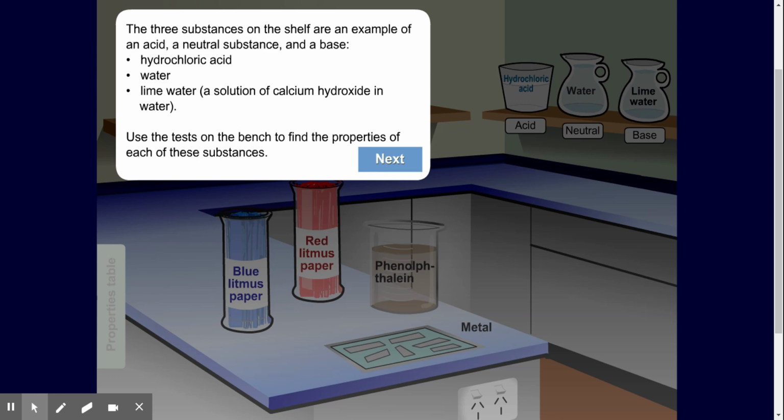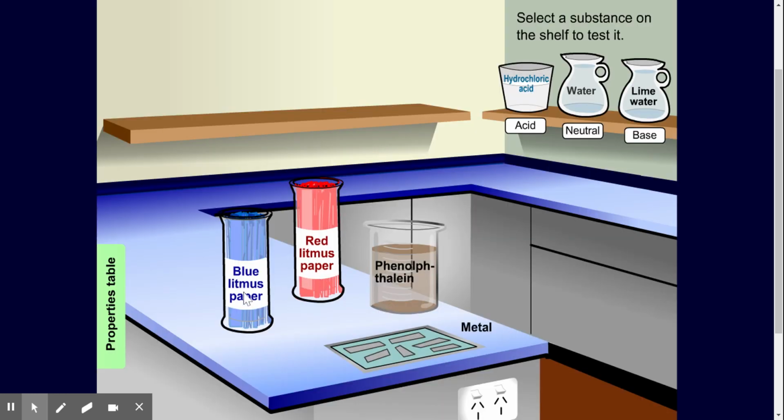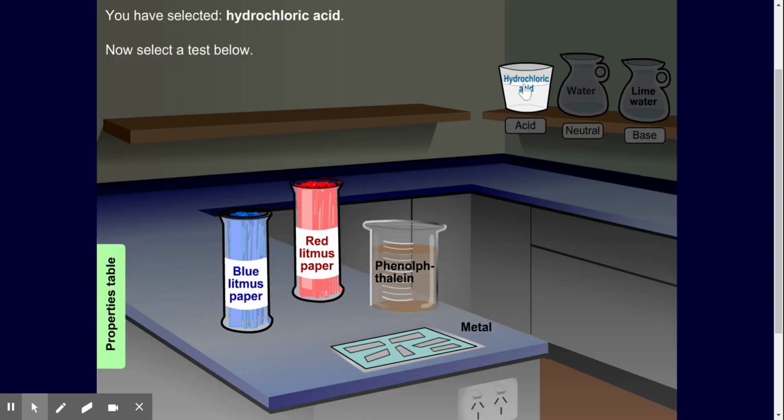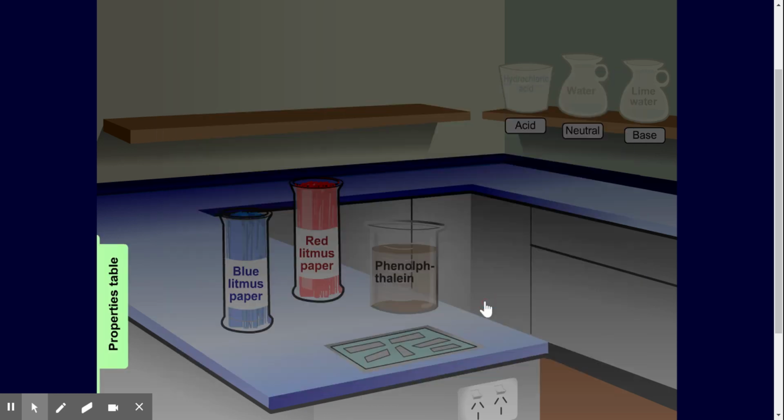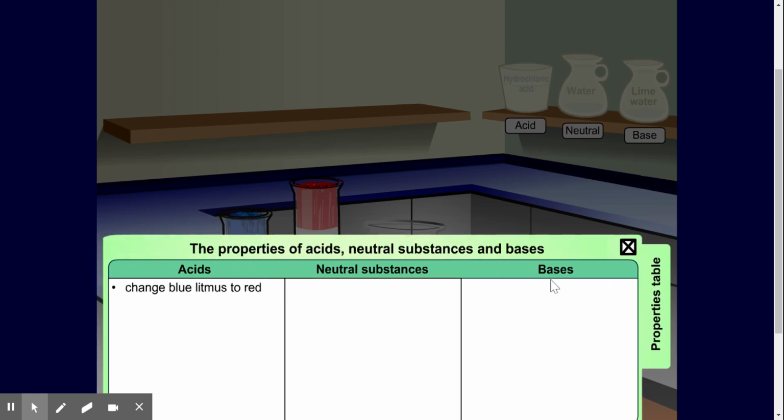The three substances on the shelf are an example of an acid, a neutral substance, and a base: hydrochloric acid, water, and lime water, which is a solution of calcium hydroxide in water. Use each test on the bench to find the properties of each of these substances. So first we're going to use blue litmus paper and hydrochloric acid. We dip it in and we see that it turns blue litmus paper red. I'm going to add that to our table. You should write that on your table.